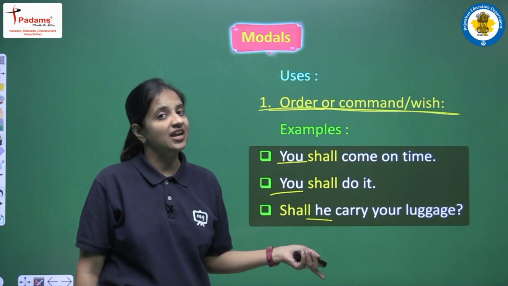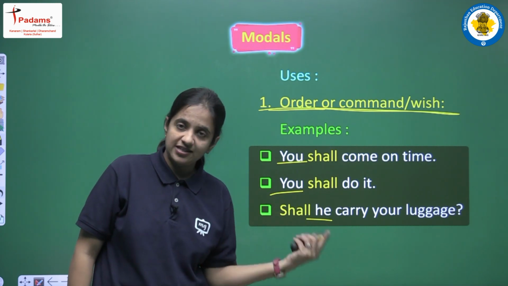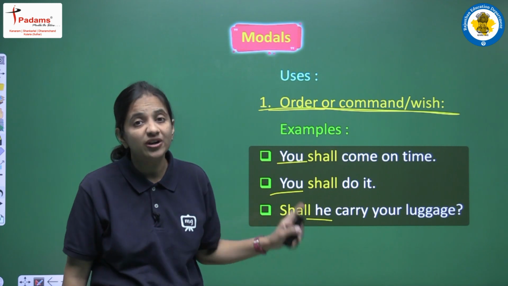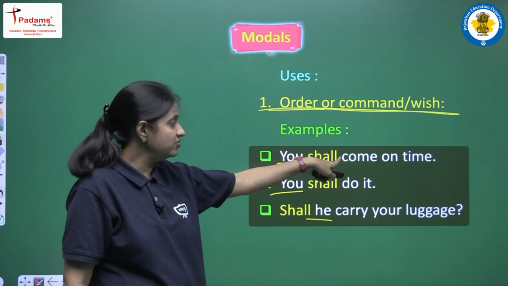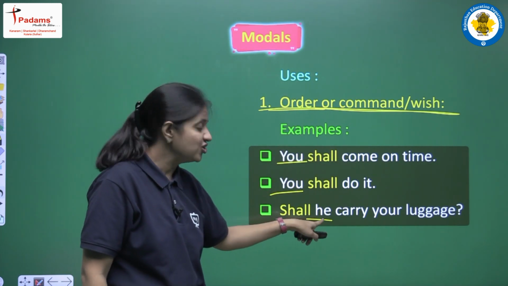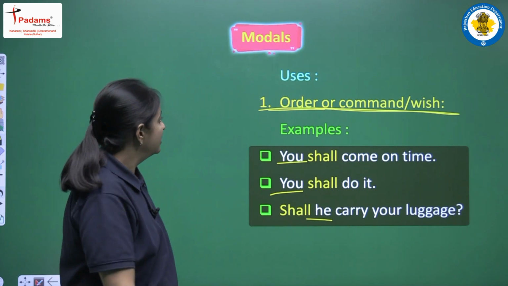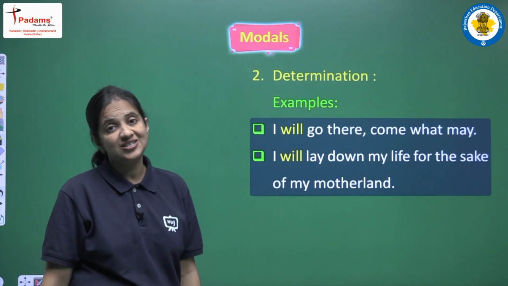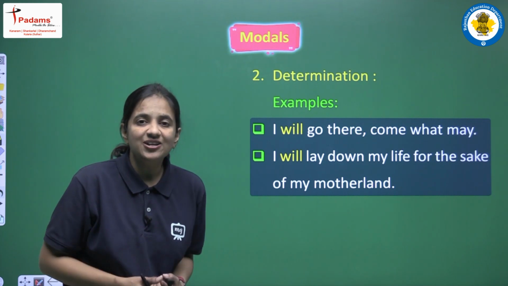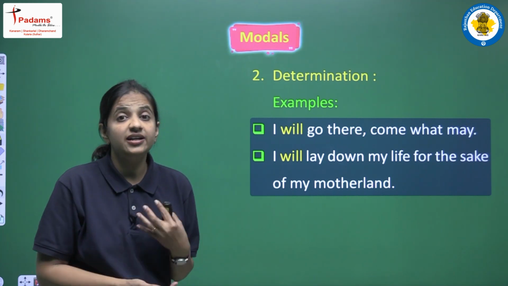So this is the difference. Here shall and will are not used as helping verbs. Here they are modals. So this is the difference. We are using shall with you, we are using shall with he. Next use is determination. So yes, shall and will are used as modals to show determination.